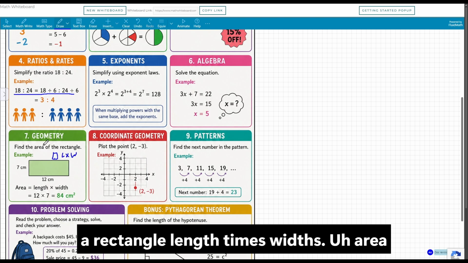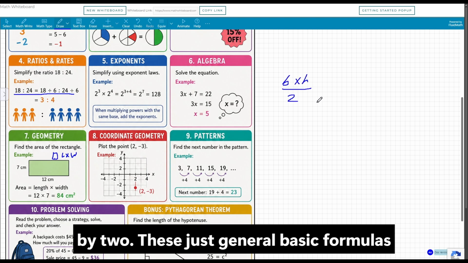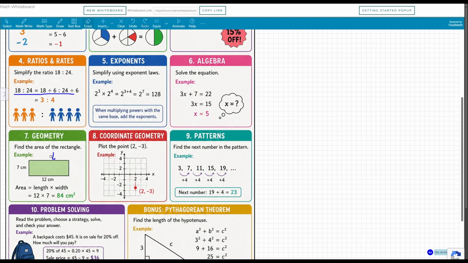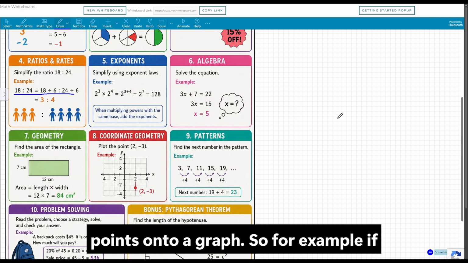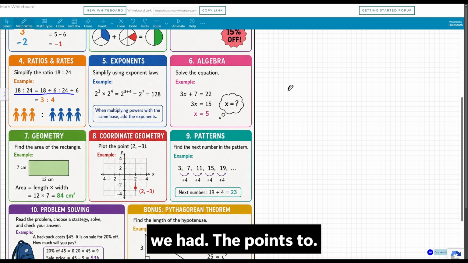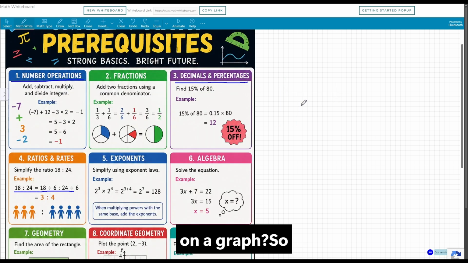Same thing with area of a rectangle, length times width, area of a triangle, base times height divided by 2. These are just general basic formulas you should know, hopefully. Then we have how to put points onto a graph. So for example, if we had the point (2, 3), how would we put this on a graph?